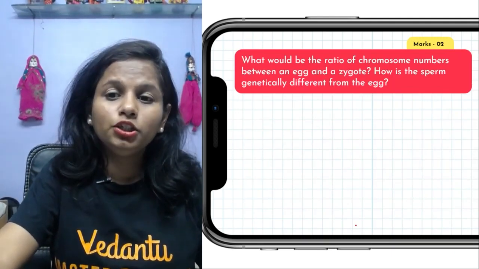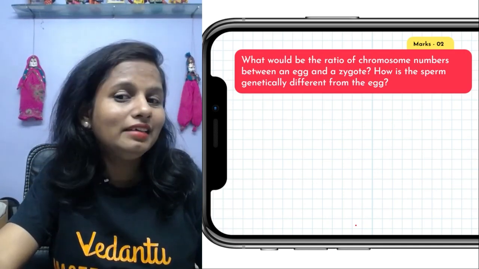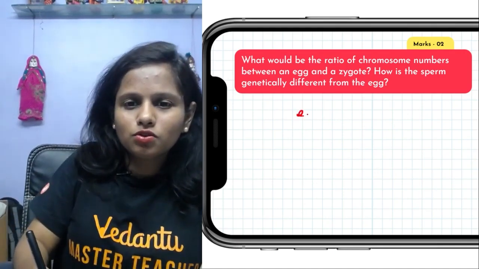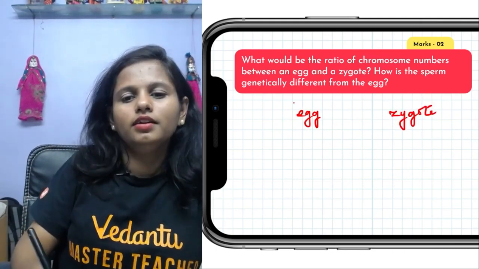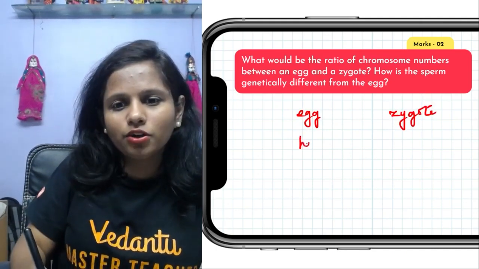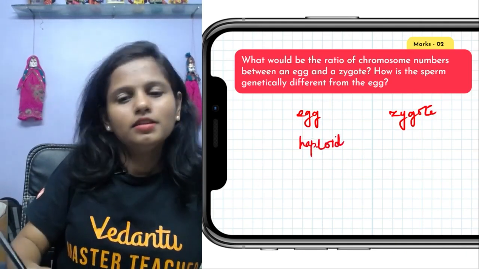What would be the ratio of chromosomes between an egg and a zygote? So egg, zygote. Okay, egg is the gamete and gametes are always haploid.